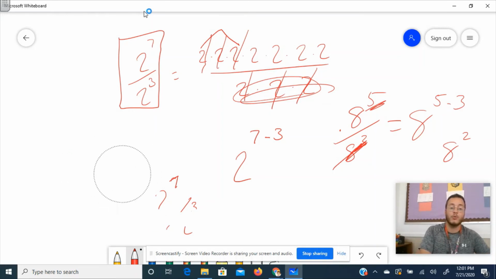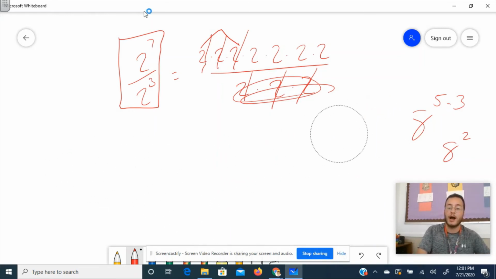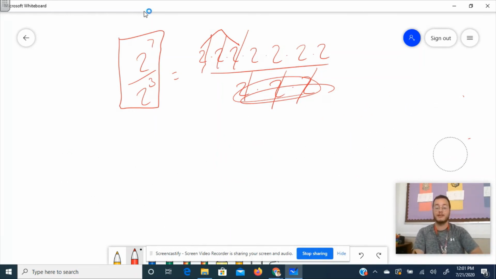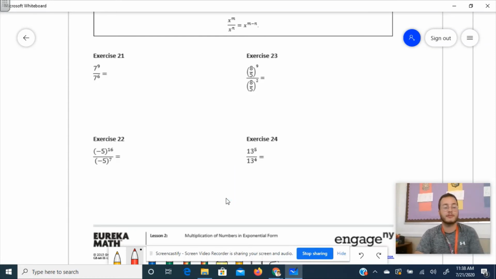And yes, you will end up encountering some with higher exponents in the denominator, but we're going to get into that in a later lesson. So let's go ahead and get started on our next set of questions. Knowing that, let's go back to our exercises.